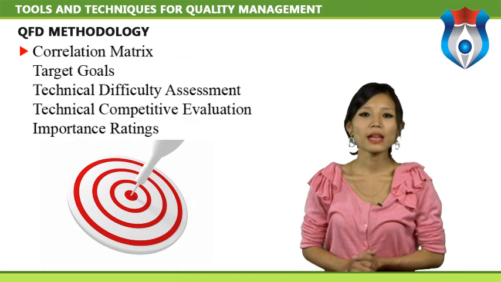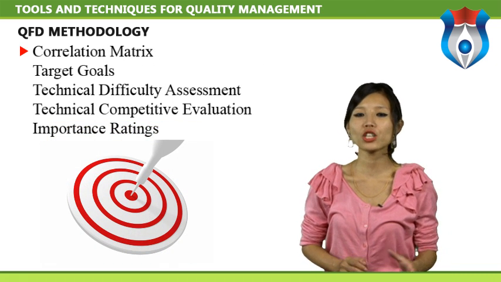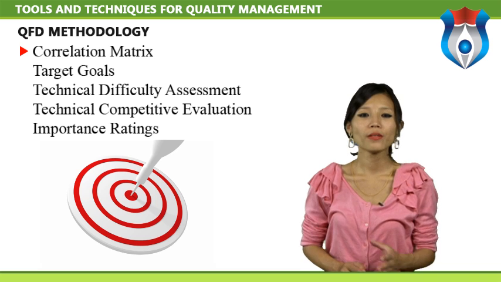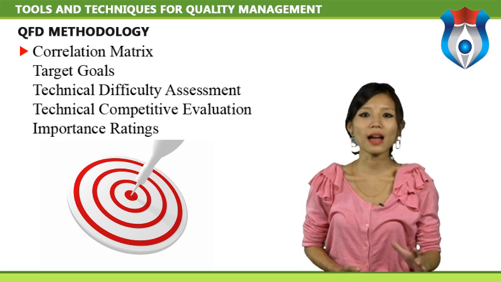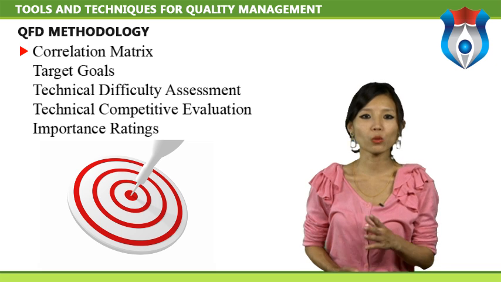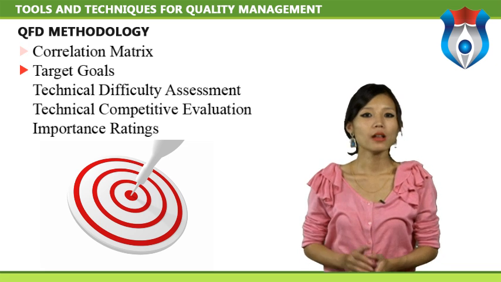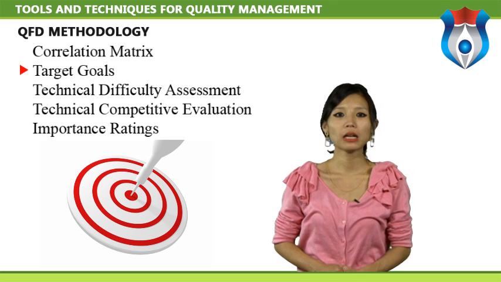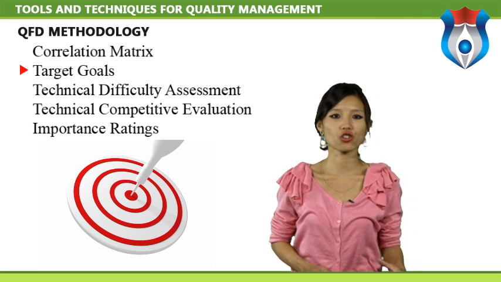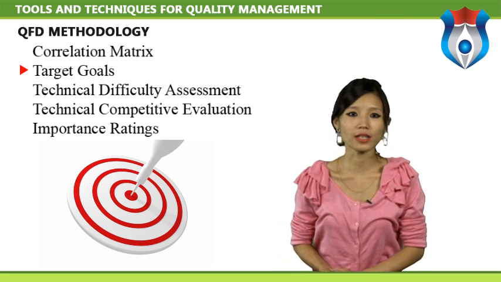Correlation matrix. It is the triangular part in the HOQ, the roof. The correlation matrix is used to identify which how items support one another and which are in conflict. Target goals. Completed by the technical team. These are the how much of the technical how items.